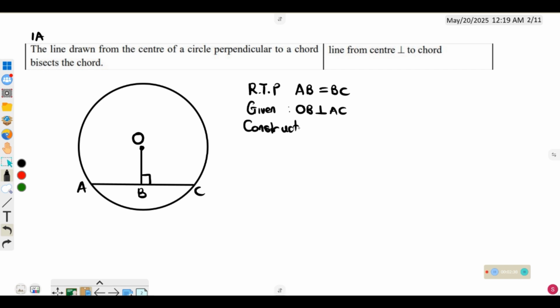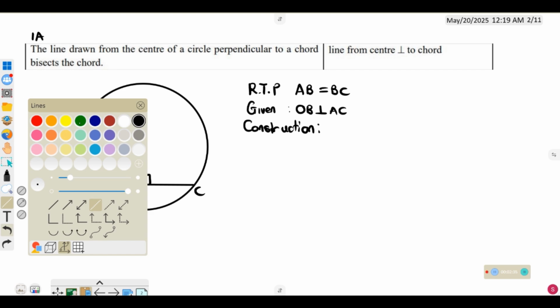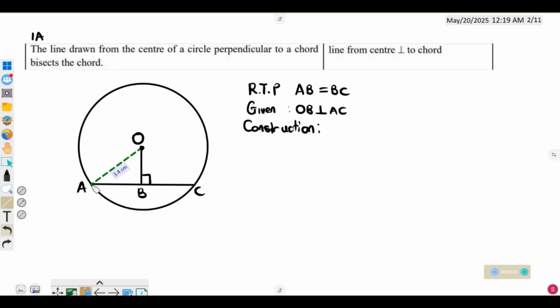You need to construct something. So for the construction in this case, you are going to construct a line that runs from O all the way to A, and construct another line that runs from C all the way to O. So construct OA and OC. Then you can go for the proof itself. This proof includes congruency. You're going to use congruency for this one. So you can call this one P1 and call that one P2.